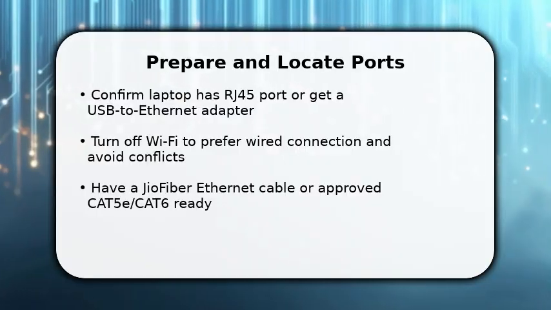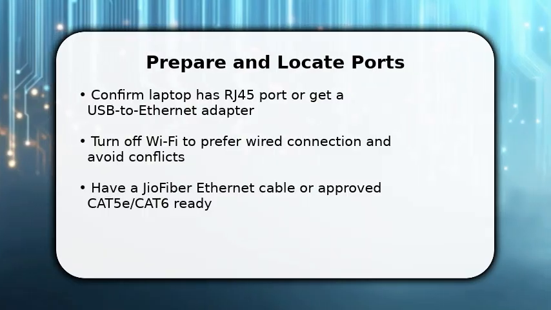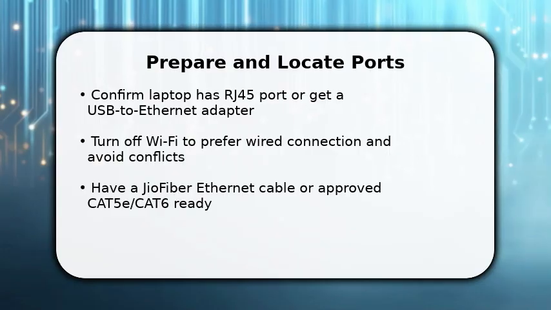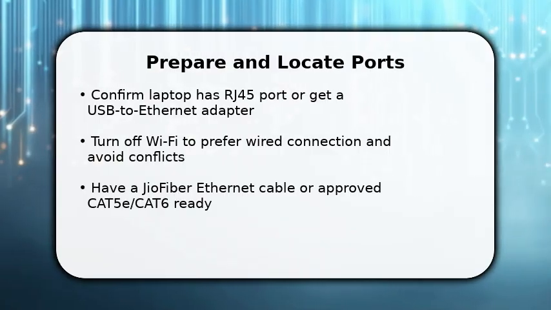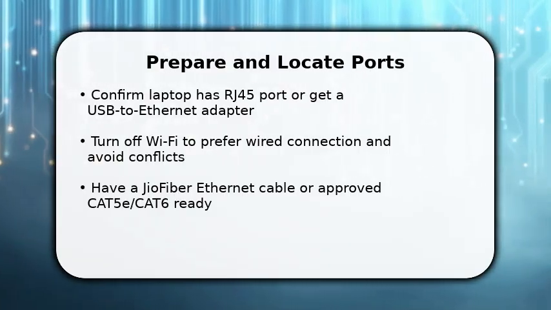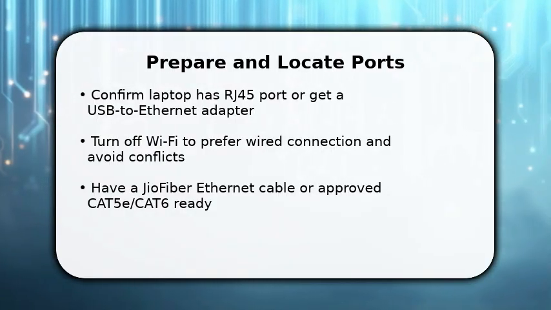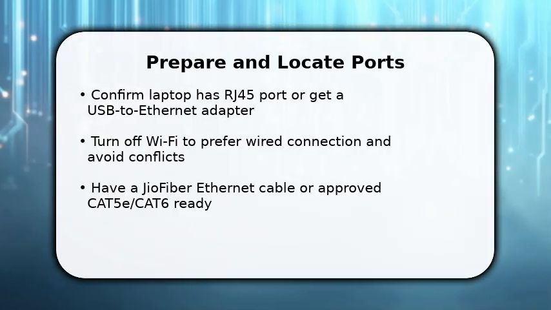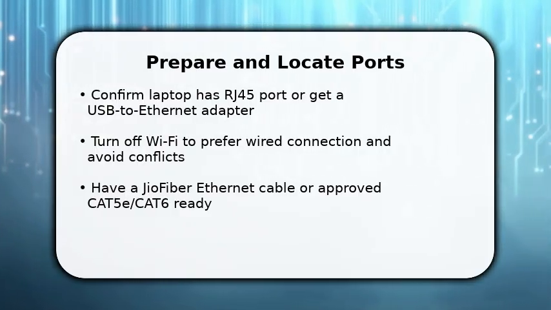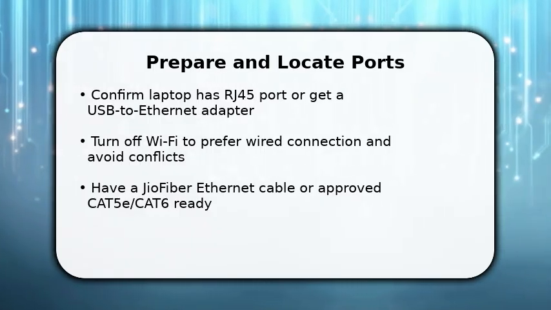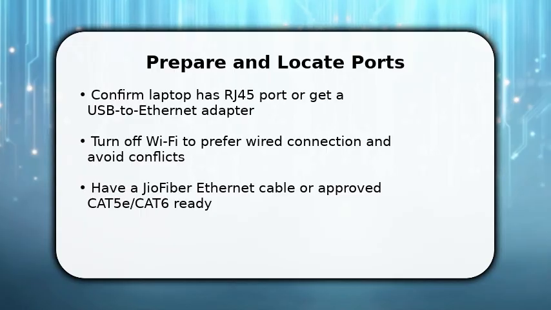You start by confirming the hardware. Make sure your laptop has an RJ45 port or a compatible USB to Ethernet adapter. This is why you check now. Once done, unplug or disable Wi-Fi so the system prefers the wired link. Make sure the Geo fiber cable is CAT5E or CAT6 and not damaged. That prevents speed drops. You want the modem or ONT powered on and the Geo LAN port free.